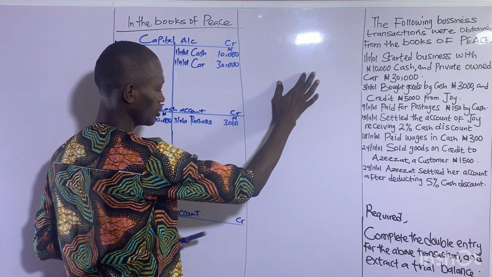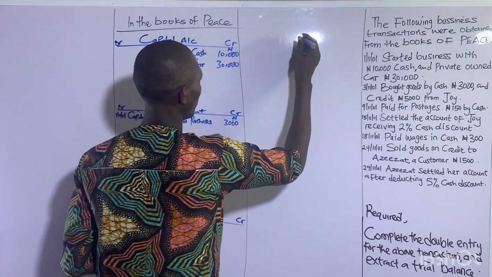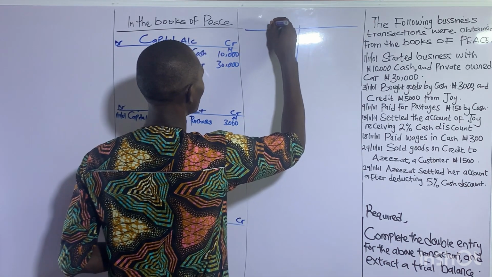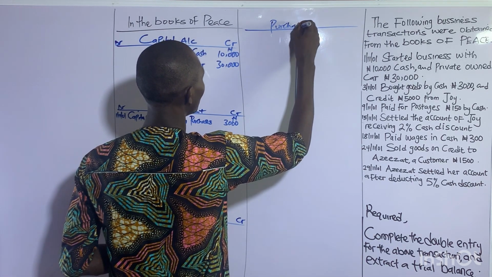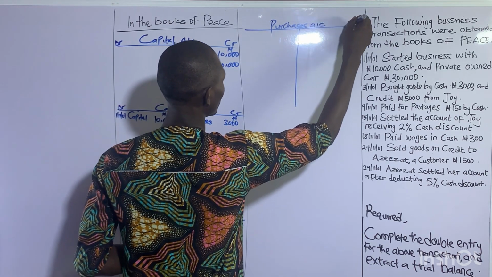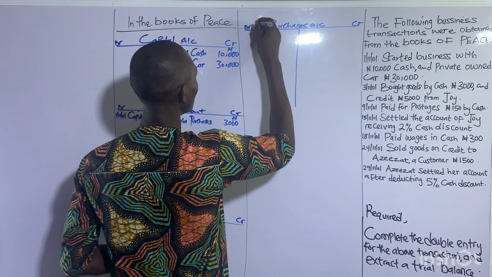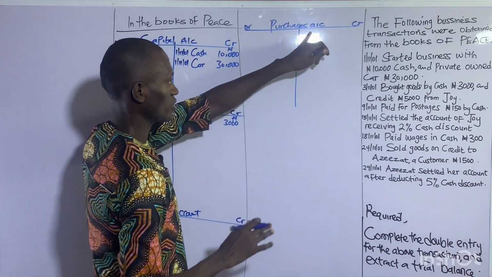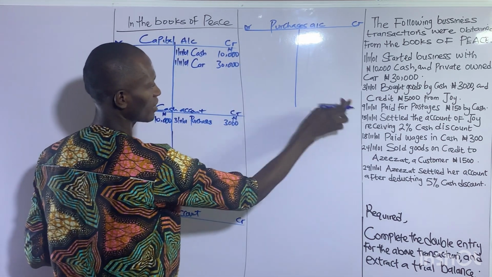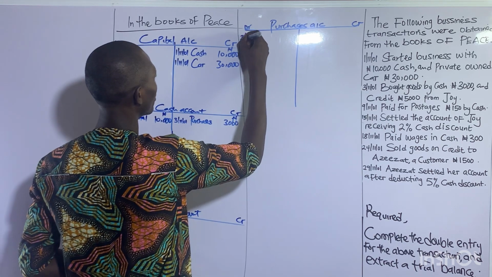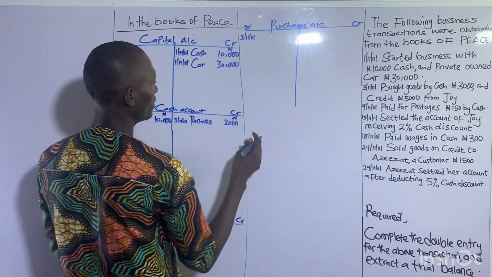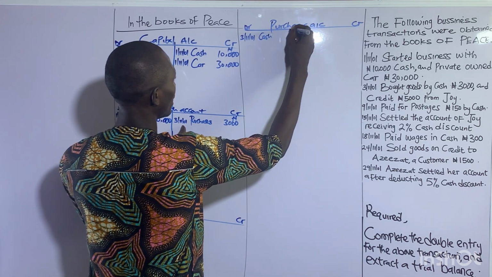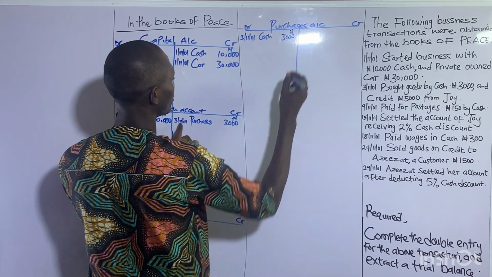So let's open a purchases account now. So we have purchases account, purchases account. I'm shortening it. The short form of account is here. So I've shortened it, account. So let's debit purchases account. The date is 3/11/01. Then the particular will be cash. That's the form in which you purchase, and that's 3,000 naira.